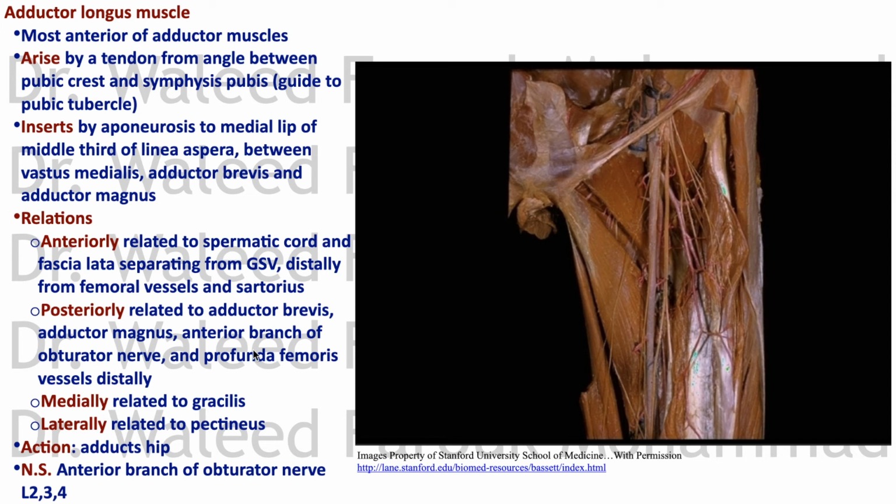Okay, medially it's related to the gracilis muscle. This is the gracilis muscle, laterally related to the pectineus muscle. The action is adduction at the hip joint, and nerve supply is by the anterior branch of the obturator nerve.